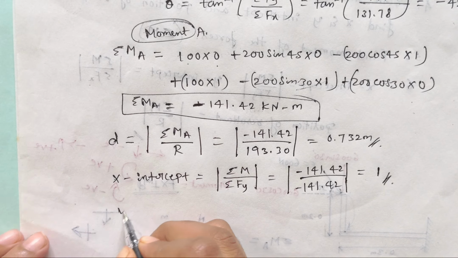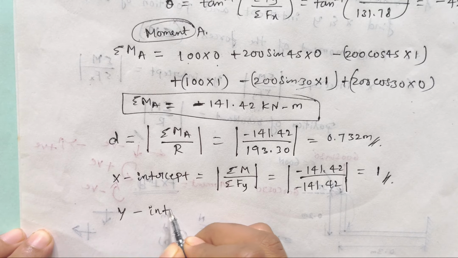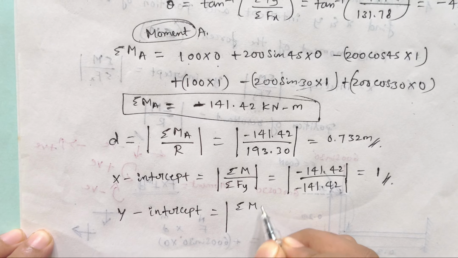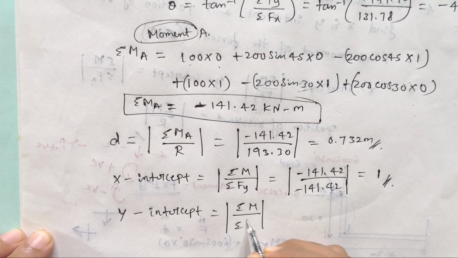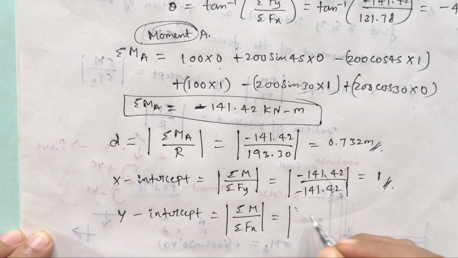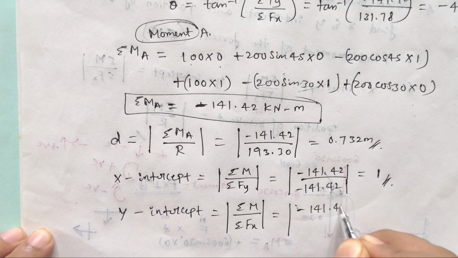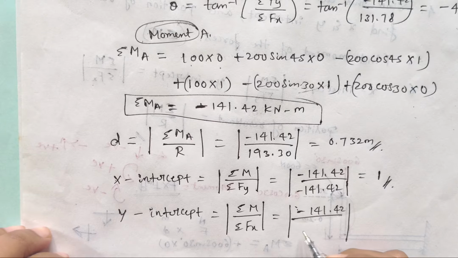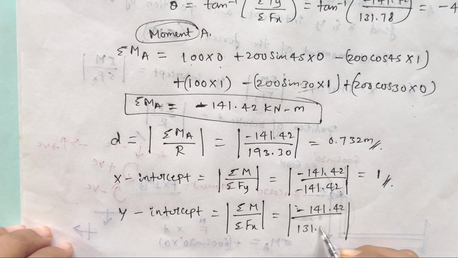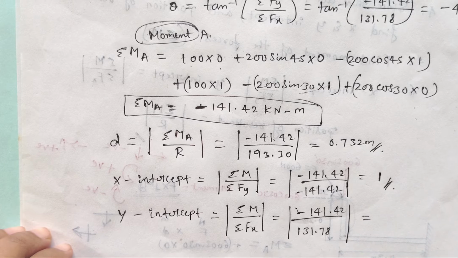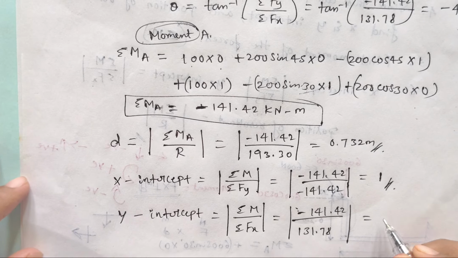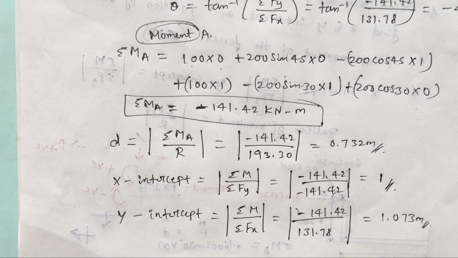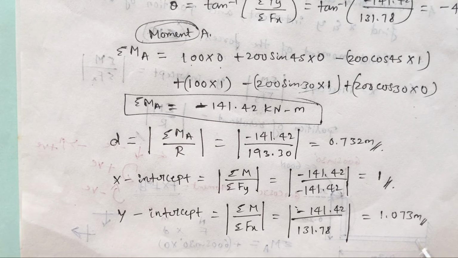Now similarly you have to do it for the y-intercept. Summation M divided by sigma Fx. Substitute the values. What is the Fx value you got? 131.78, correct? So you will get it as 1.073 meter. I hope you understood all the problems.